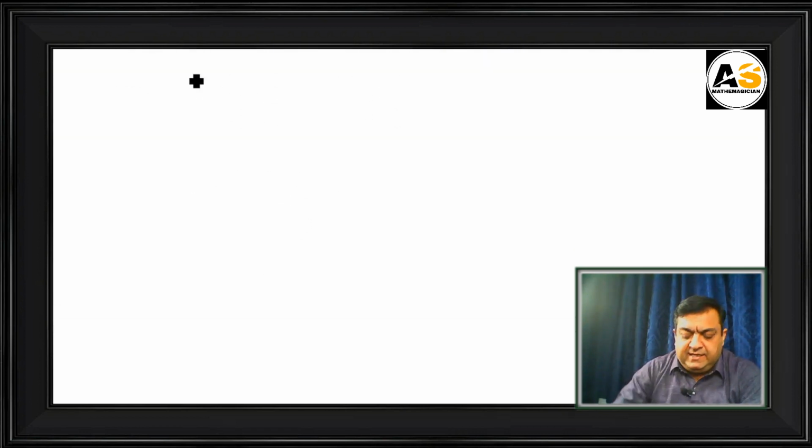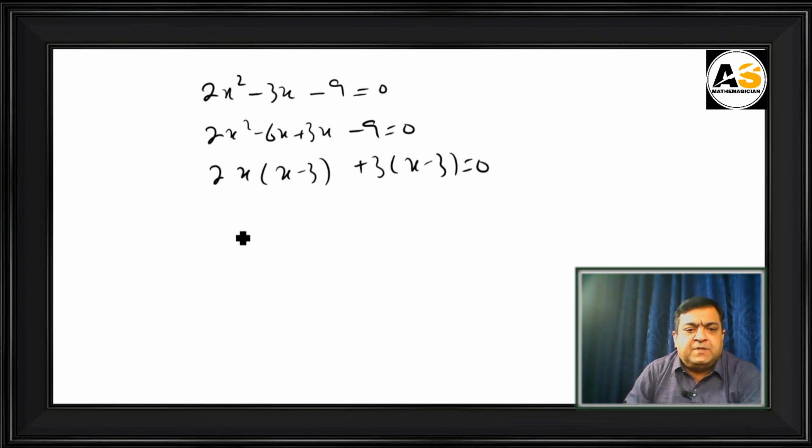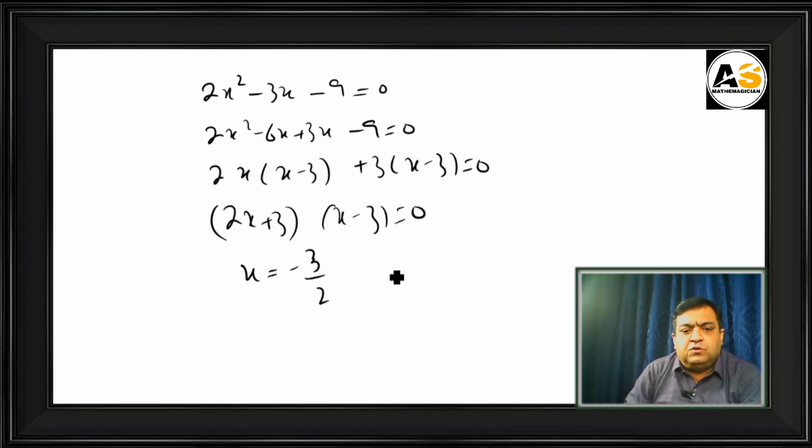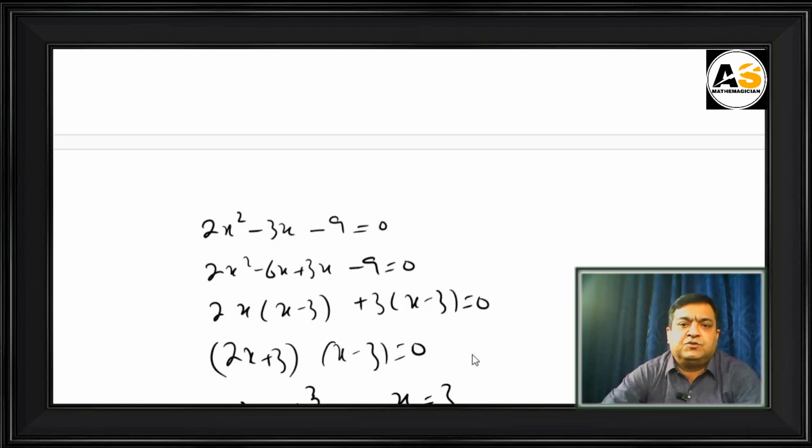2x² − 3x − 9 is equal to 0. 2x² − 6x + 3x − 9 is equal to 0. 2x into (x − 3) + 3 into (x − 3). So two roots are −3/2 and 3. So this will be positive when x is less than −3/2 or x is greater than 3. This is the answer to our first question.